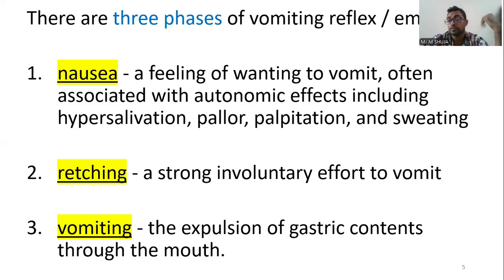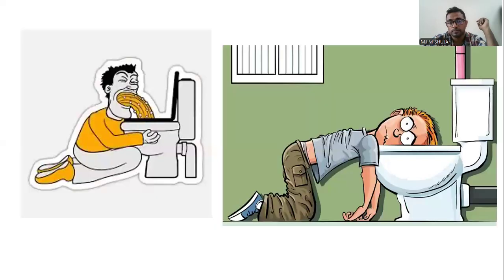The third phase is actual vomiting. It is the actual expulsion of the gastric content through the mouth. This happens when strong contraction of the abdominal muscles and diaphragm increases intra-abdominal pressure. At the same time, the lower esophageal sphincter relaxes. The stomach content moves upward and the upper esophageal sphincter opens. This allows gastric content to be expelled through the mouth. So this is how people vomit.